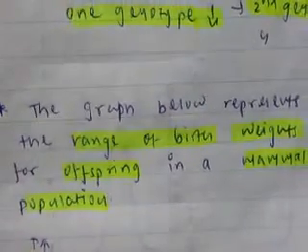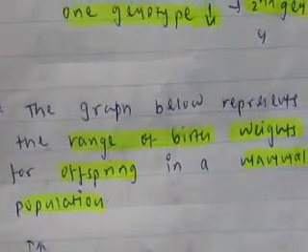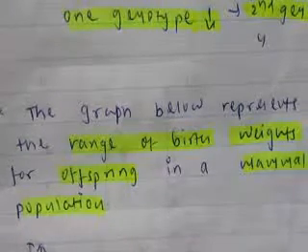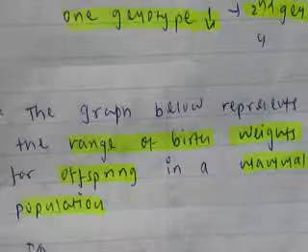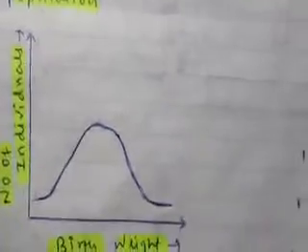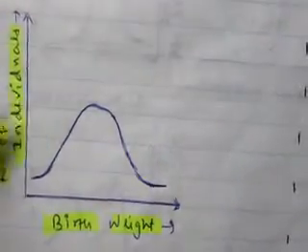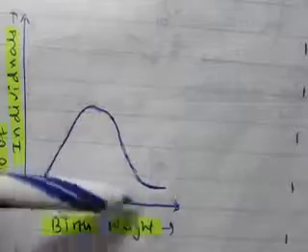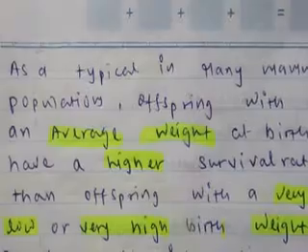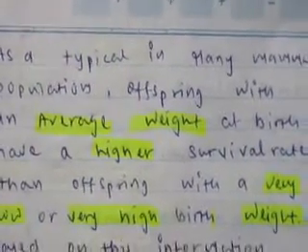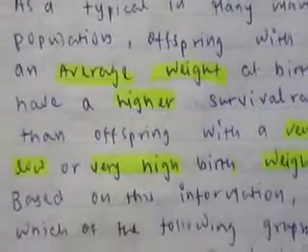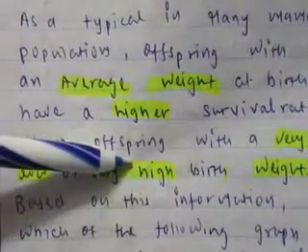In this video we will try to solve the problem on types of selections. Here a graph is given that represents the range of birth weights of particular offsprings in a mammal population. So a graph of number of individuals versus birth weight is given. As is typical in many mammal populations, offspring with an average weight at birth have a higher survival rate than offspring with a very low or very high birth weight.